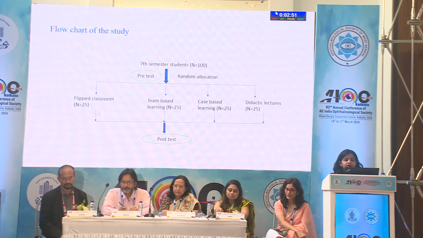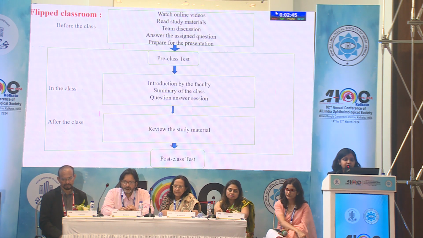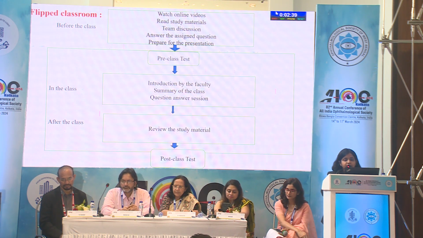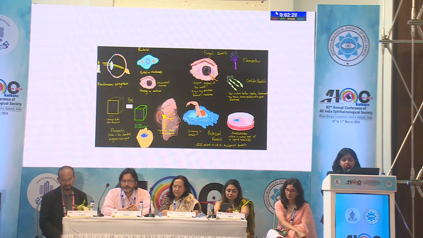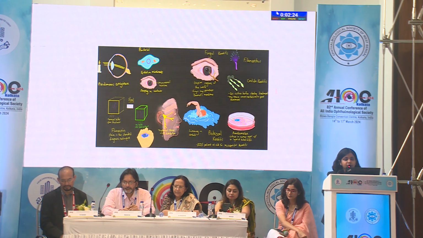So the flow chart: first, the students were enrolled, and then they were randomly allocated into these 4 groups. One pre-test was done and a post-test was done. In the flipped classroom, they were given online videos and study materials. They were asked for team discussion and answered the assigned question. Then a pre-class test was taken. The faculty introduced the topic. There was a summary of the class, a question-answer session, and the study material was reviewed. That was followed by a post-class test. This is an example of the notes that were shared with the students.